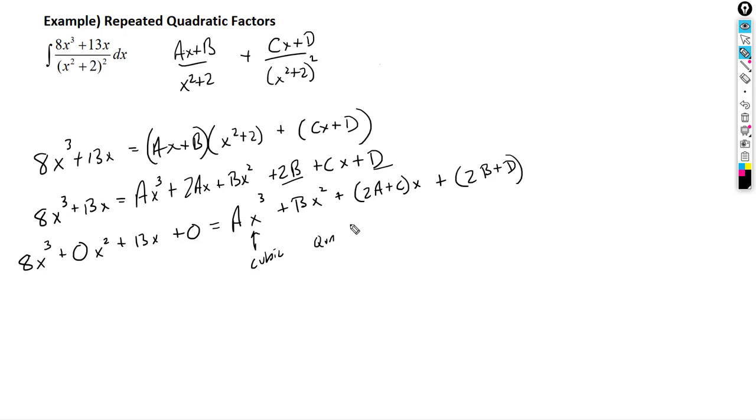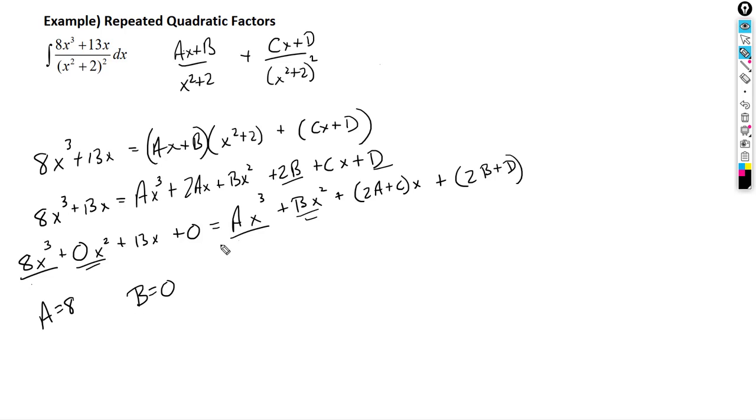Well, it helps me because the left side of this equation is also in the same form. So if the left-hand side has to equal the right-hand side, then we know that 8x to the third has to equal ax to the third. Well, how does that equal? That means that a has to be 8. And then the bx squared has to equal the 0x squared. Well, then that means that b has to be 0.